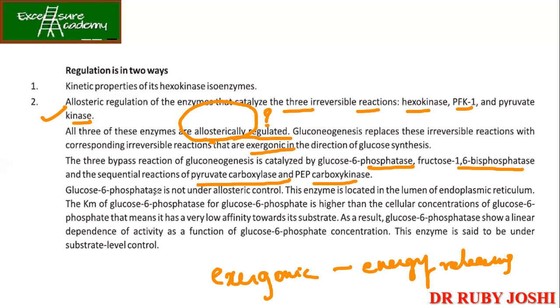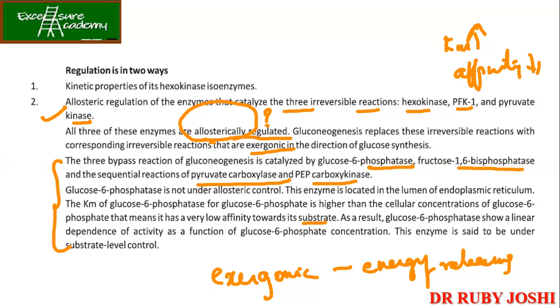Now, glucose 6-phosphatase is not under allosteric control. This enzyme is located in the lumen of the endoplasmic reticulum, right? This is also important, okay? What do we have to remember? The Km of glucose 6-phosphatase for glucose 6-phosphate is higher than the cellular concentration of glucose 6-phosphate. It means that it has very low affinity towards its substrate, right? We have read that when Km is high, its affinity is low. So the Km of glucose 6-phosphatase for glucose 6-phosphate is higher, so it has less affinity.